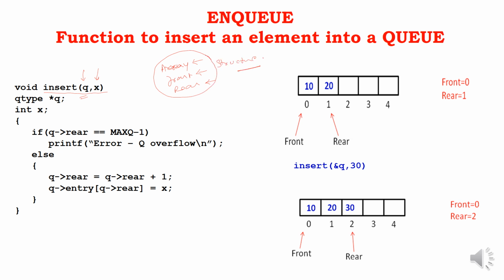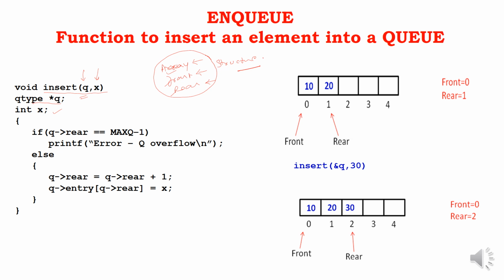So queue type, queue. What is queue? Queue contains array, front, rear. Then we are trying to insert x into the queue at rear end. While insertion, we have to check, is queue full? If queue is full, it is not possible to insert element. If queue is not full, we can insert element. That is, we increase rear and we place element at rear location.